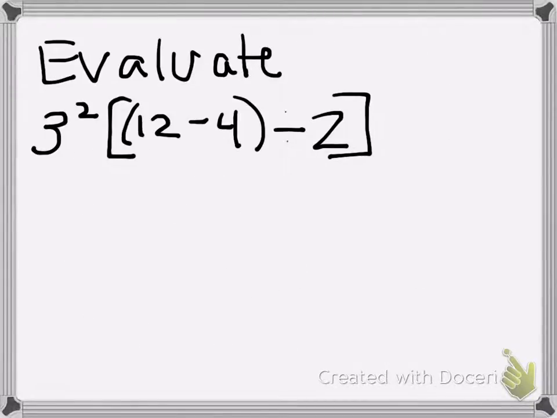Here we're asked to evaluate, so we're going to use order of operations, starting with the parentheses. Since there's 2 sets of parentheses, the second set is always brackets. So we start inside the brackets, inside the parentheses, which would be 12 minus 4. And that's going to give us 8.